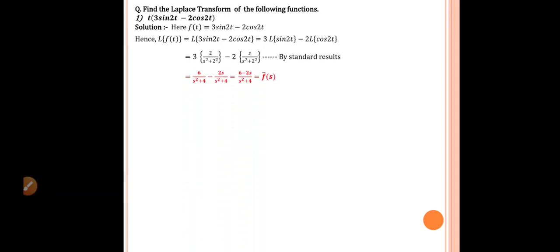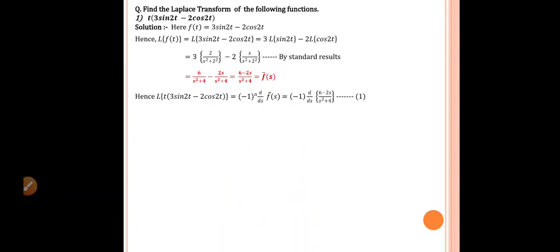So simplifying this, we get 6 upon s square plus 4 minus 2s upon s square plus 4. Here the denominators are same, so we can add or subtract numerators. So it is 6 minus 2s upon s square plus 4 equal to f bar of s. This f bar of s we are going to differentiate to get the final answer. Hence Laplace transform of t into 3 sin 2t minus 2 cos 2t is equal to minus 1 d by ds of this f bar of s, that is 6 minus 2s upon s square plus 4.